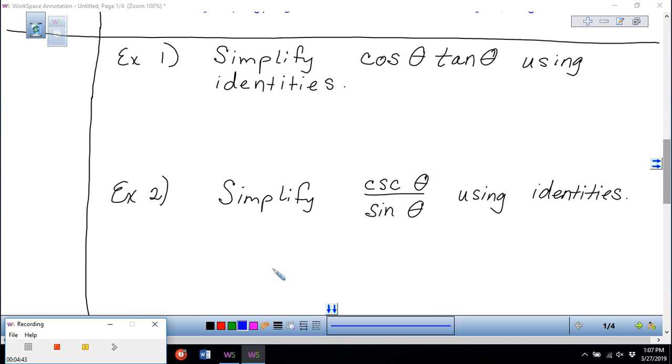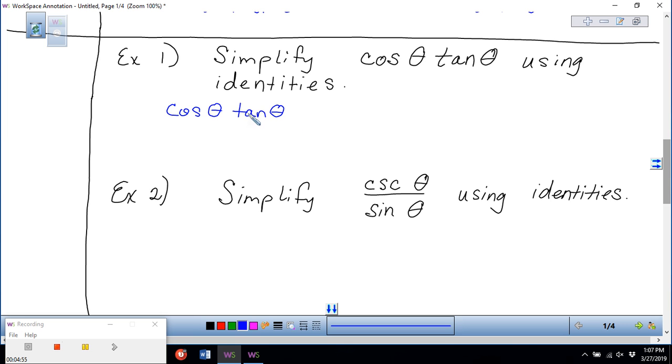Okay, example number 1. Cosine theta, tangent theta. We want to simplify it using our identities. So one of the best ways you can start out simplifying a trigonometric expression is you can take trig functions that are not sine and cosine, and you can change them into sine and cosine.